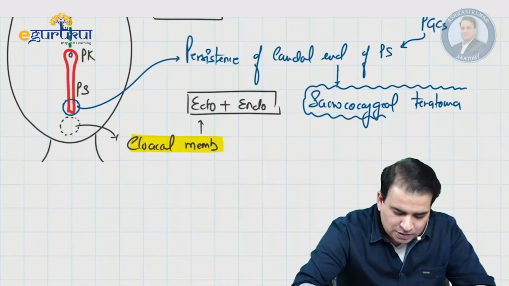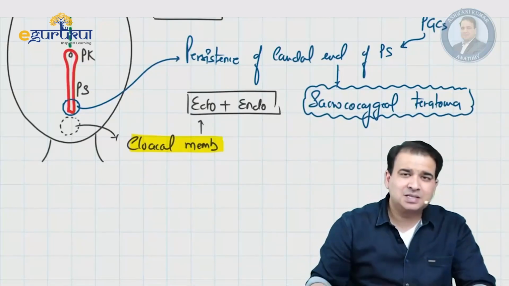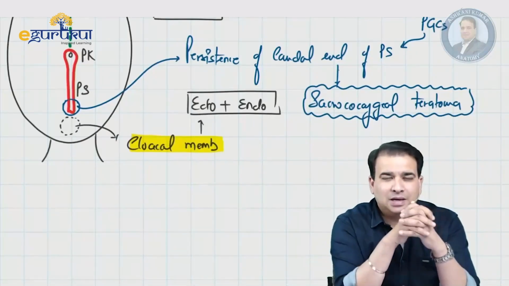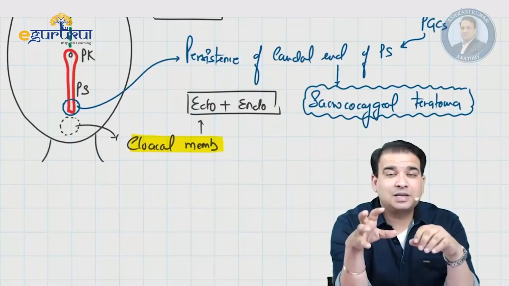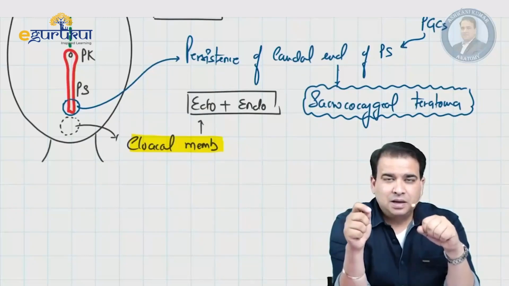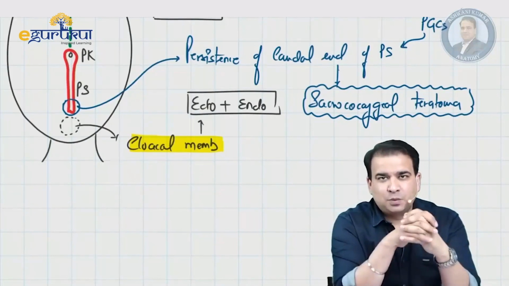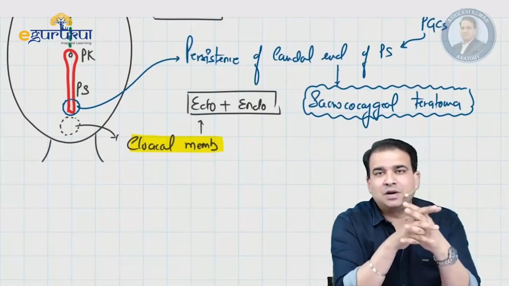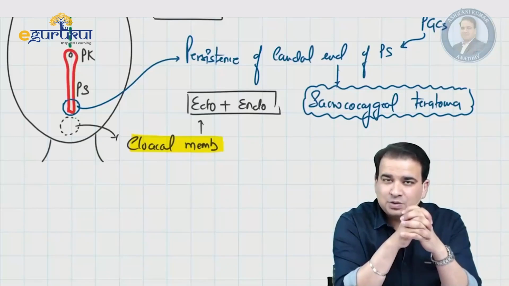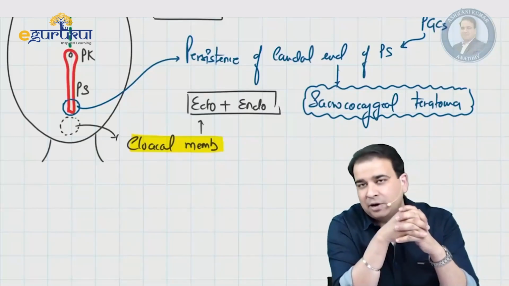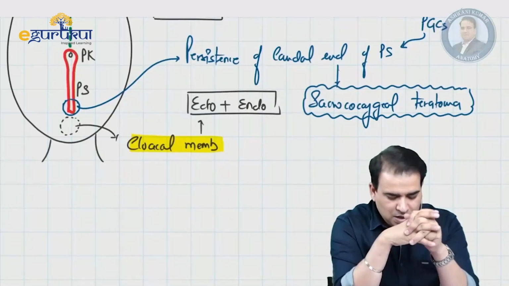Sacrococcygeal teratoma. Just be careful about this question. If the question is asked, the sacrococcygeal teratoma is derived from what cells? The cells are actually primordial germ cells, but where? In the persistent caudal end of the primitive streak. So primordial germ cells in the persistent caudal end of the primitive streak can give rise to the sacrococcygeal teratoma.